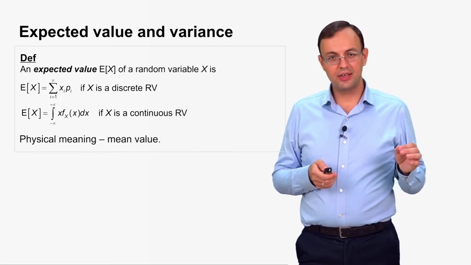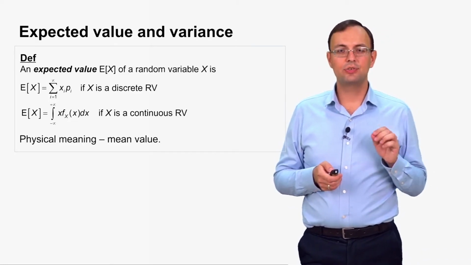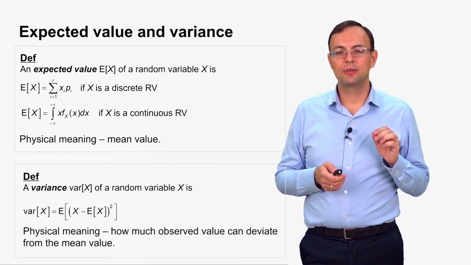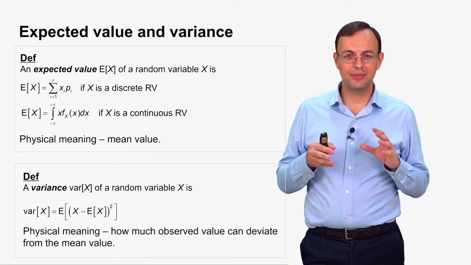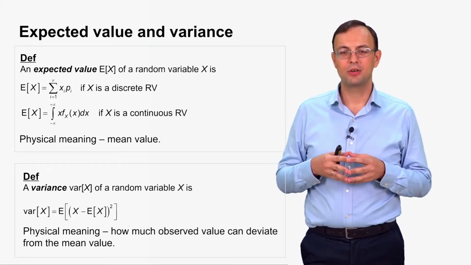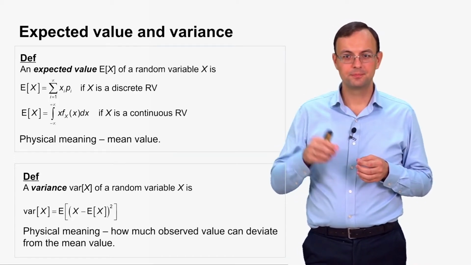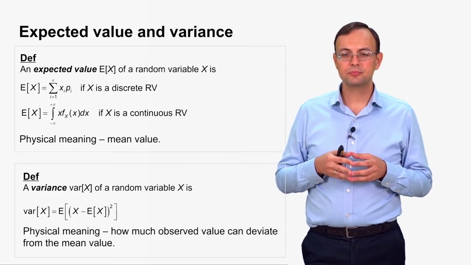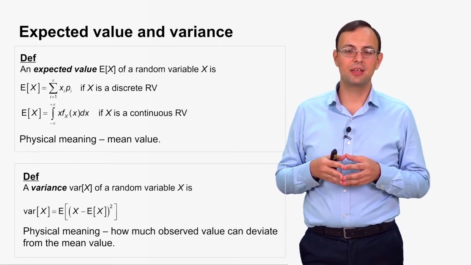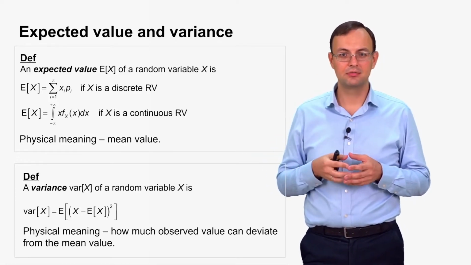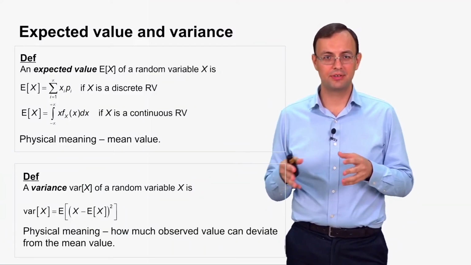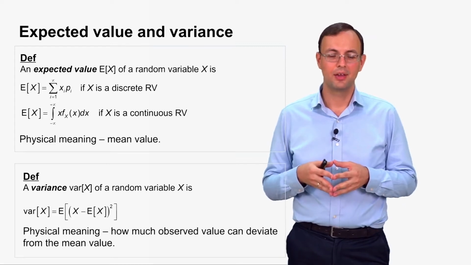So the next feature is called variance. For variance, in English textbooks, the common notation is var, and also in Russian textbooks, sometimes they use the capital letter D, as the Russian term is. So the second important feature of a random variable is the variance.